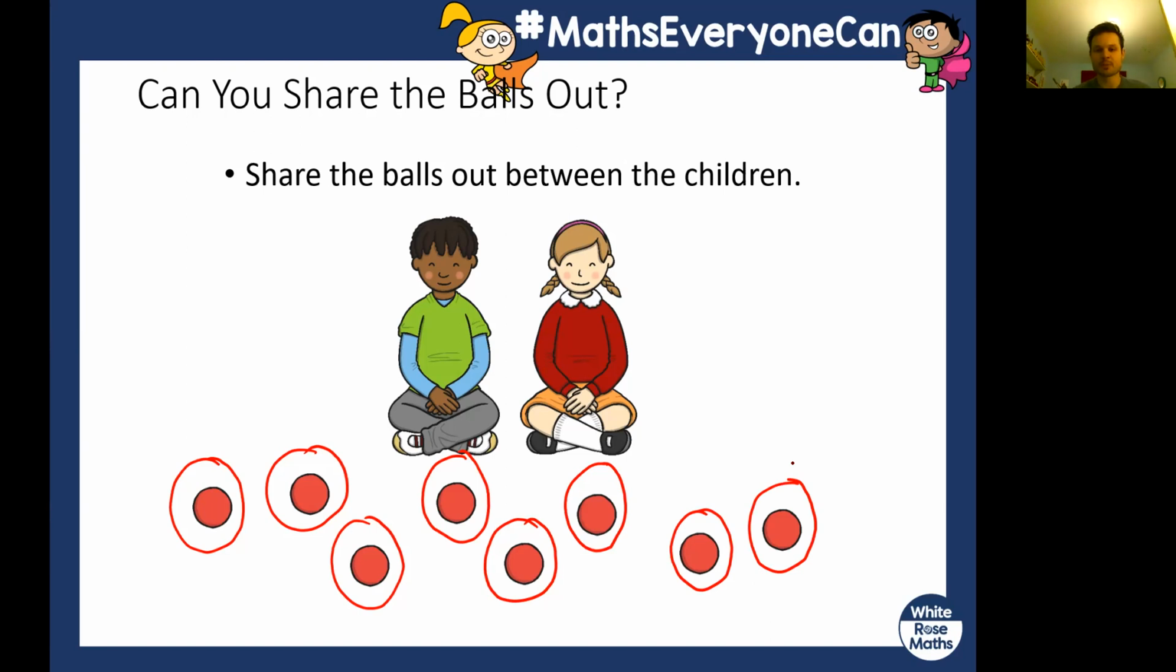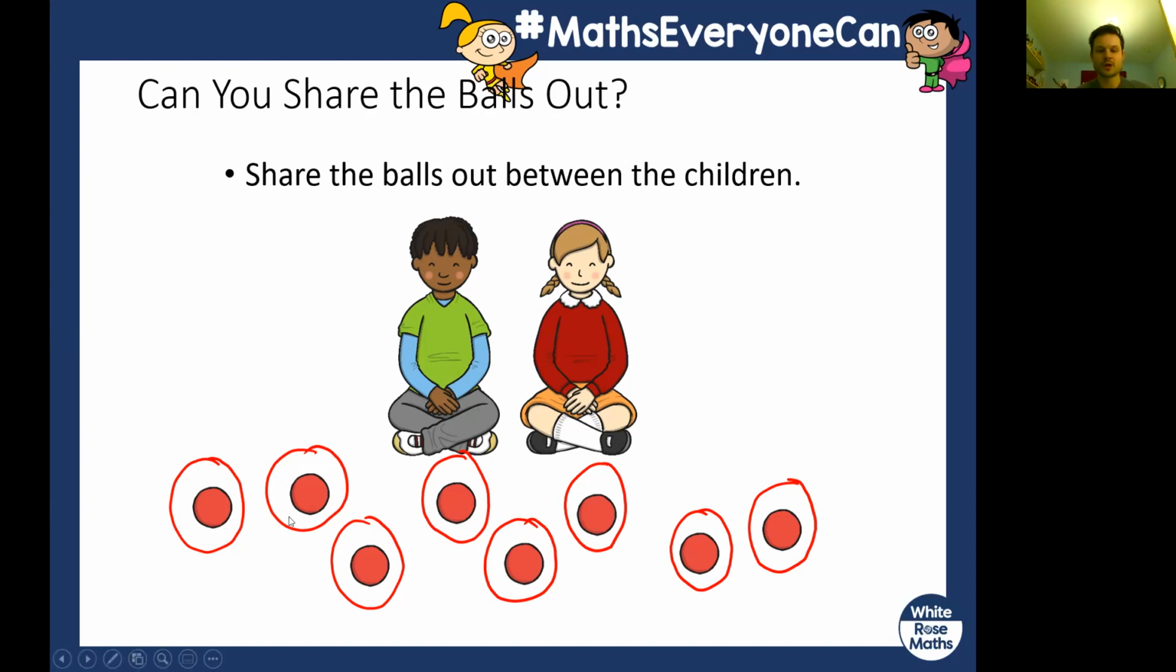Now that we've counted 8 red balls, I would like to see if you can share them out fairly between the boy and the girl. So we need to make sure that the boy and the girl have the same amount of balls. We want it to be fair. So have a think for me, chat to your grown-up and see if you can share them out fairly between the boy and the girl. Okay, now you've done that, let's see if you got the right answer and the same answer as me.